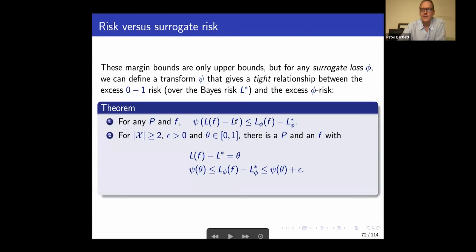That for any excess risk, let's say theta, under mild conditions, you can come up with a situation where the excess phi risk is very close to this transformed version of theta. So this is not an inequality that you can improve pointwise anyway.